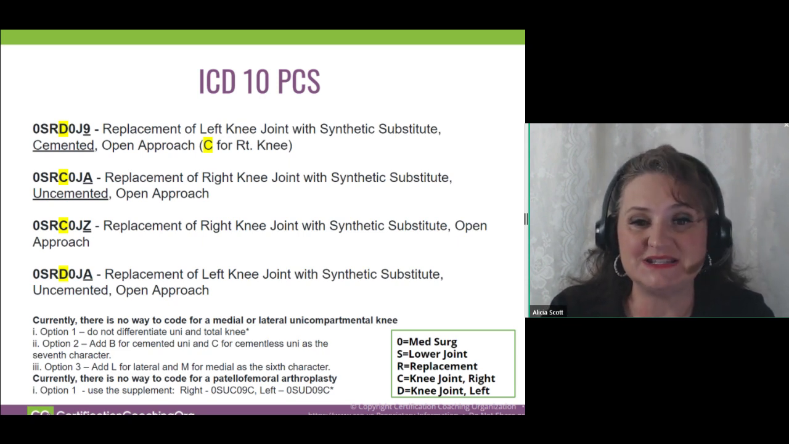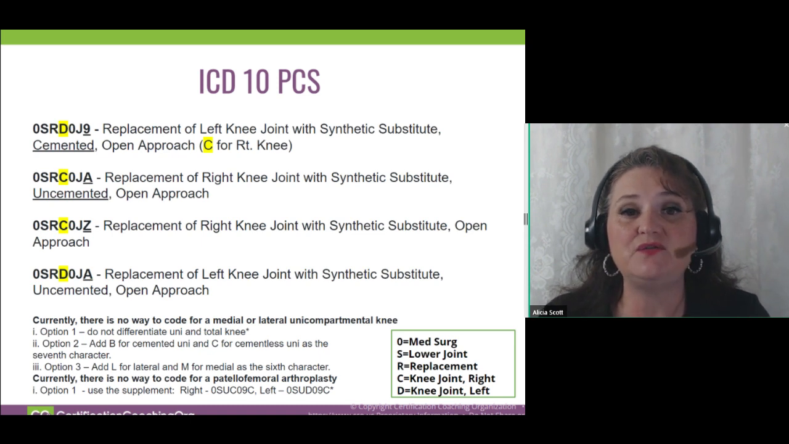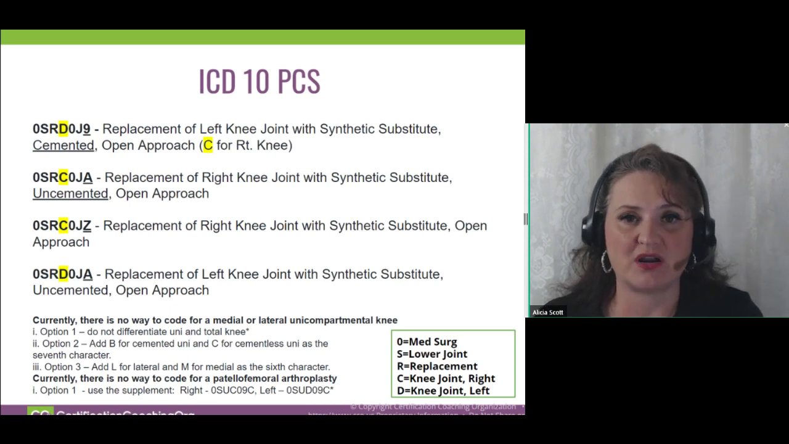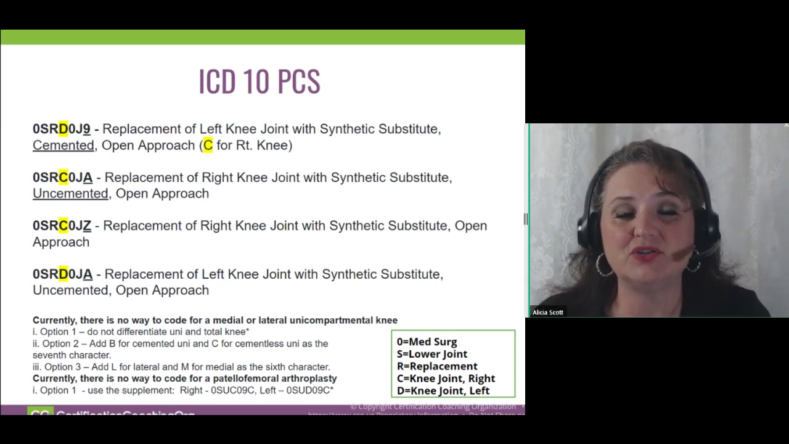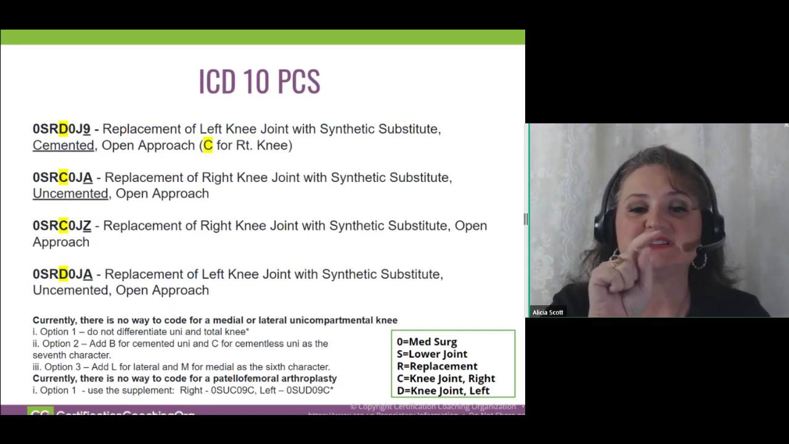If they are uncemented, and then also you have replacement of right knee joint, open approach, not using any other information, but that's the right knee joint. And then replacement of left knee joint, open approach, uncemented. So these are the codes. If you are not sure, all you have to remember is you got to go to OSR. When you get to the PCS manual and you go to OSR, everything else is going to be in a table, kind of like a drop-down table. And you just literally move your finger and fill in the blanks.